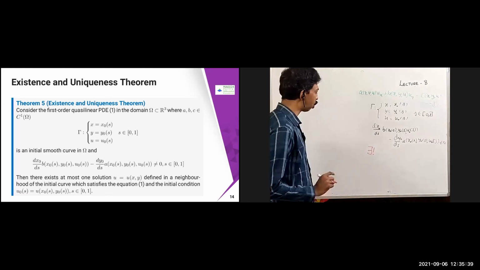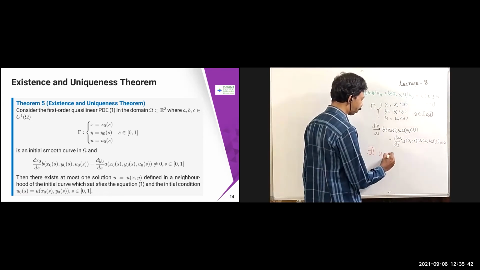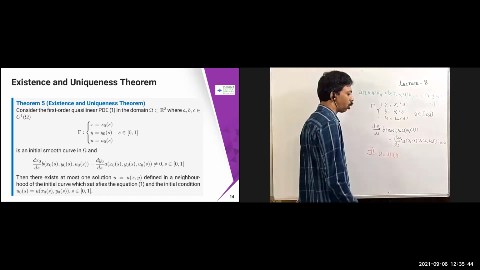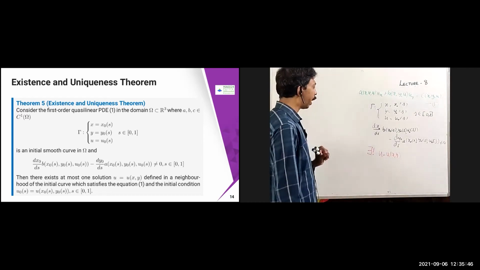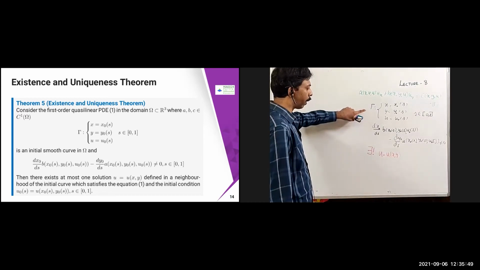There exists at most one solution, u equal to u of x comma y. Okay, that is at most one solution. That means a unique solution. Define a neighborhood of this initial curve. This is the initial curve. Define an initial neighborhood of this initial curve.